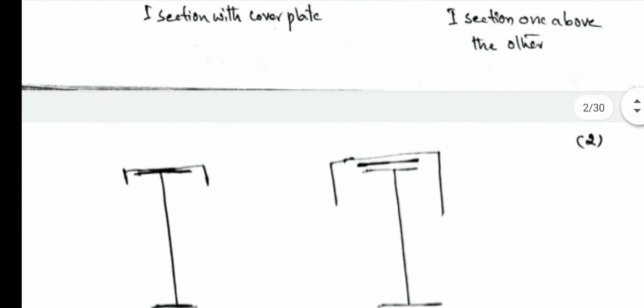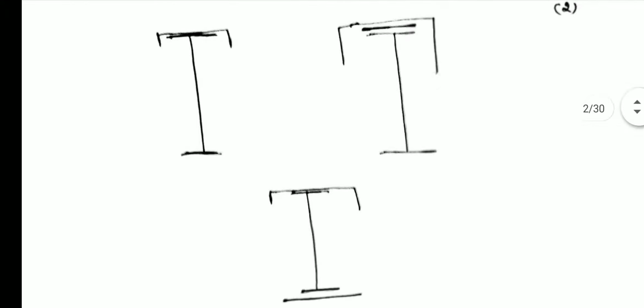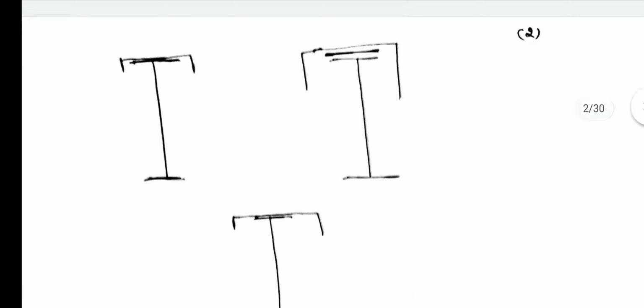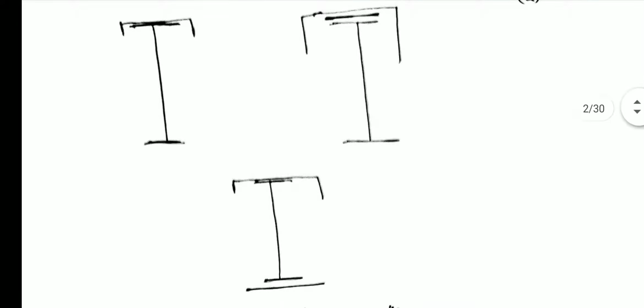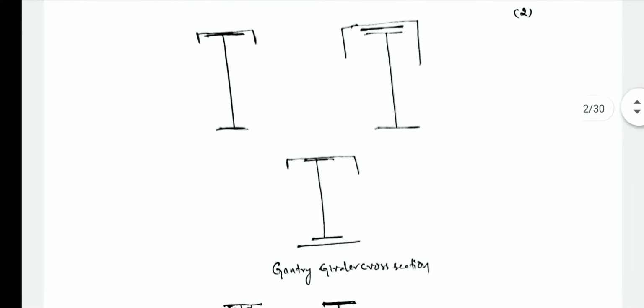Next we'll go for these diagrams. This is for gantry girder. They have given three diagrams: I section with cover plates, I section with cover plate, and one more I section with an angle or channel section. Here they have given an I section, at the base a cover plate, and at the top a channel section. These sections are used for gantry girder.